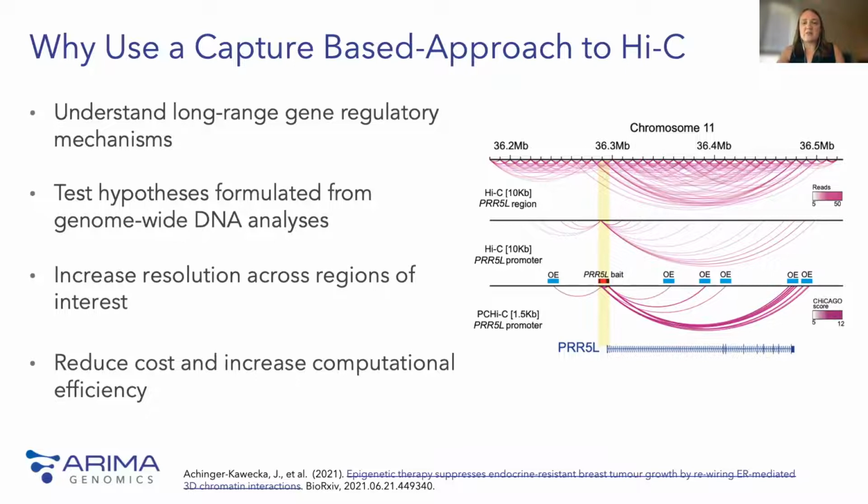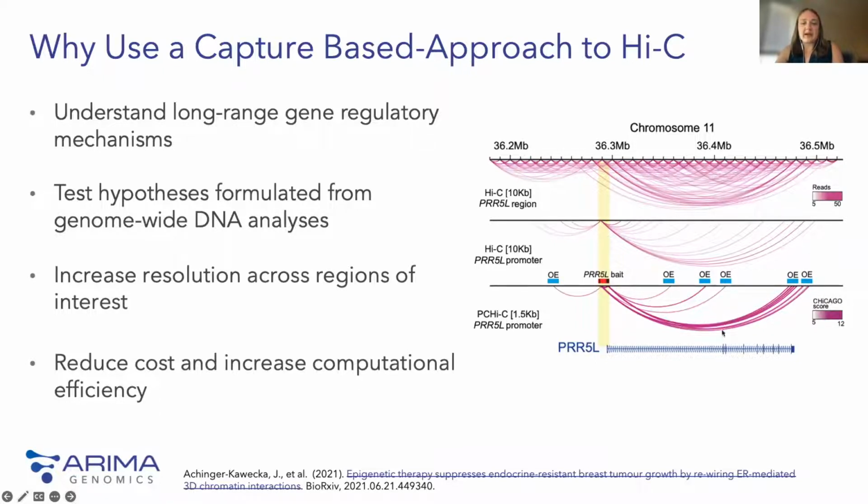So to illustrate how we're able to achieve these benefits using this Capture Hi-C approach, the top section of this figure here depicts long-range 3D interactions in the region surrounding this example gene that are identified using genome-wide Hi-C. As you can see in the middle panel then, only a small fraction of these genome-wide Hi-C interactions actually involve the PRR5L promoter, the part that we're interested in here.